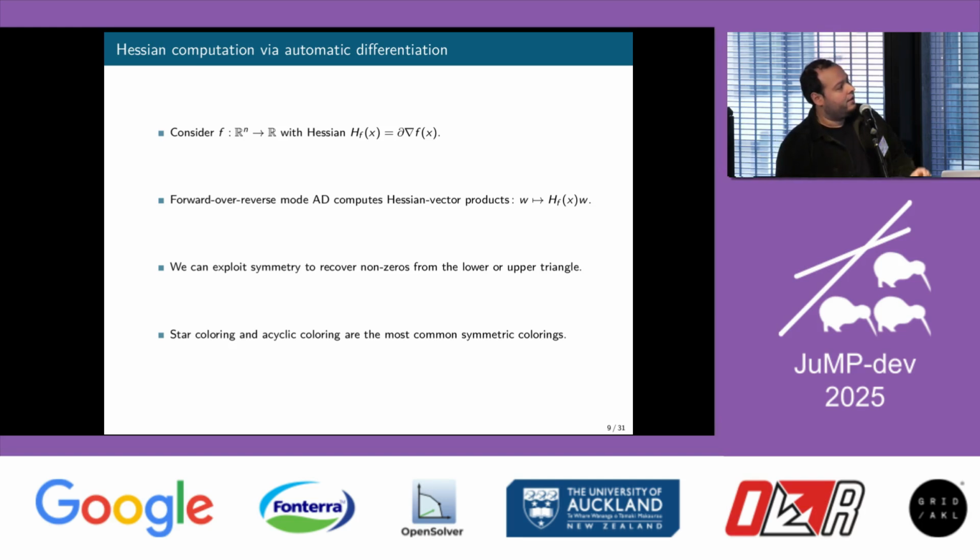And for the symmetric coloring, we have two options, the star and the acyclic. And in JuMP, we only have one coloring, which is acyclic coloring. And it's important to understand the next part of the presentation.